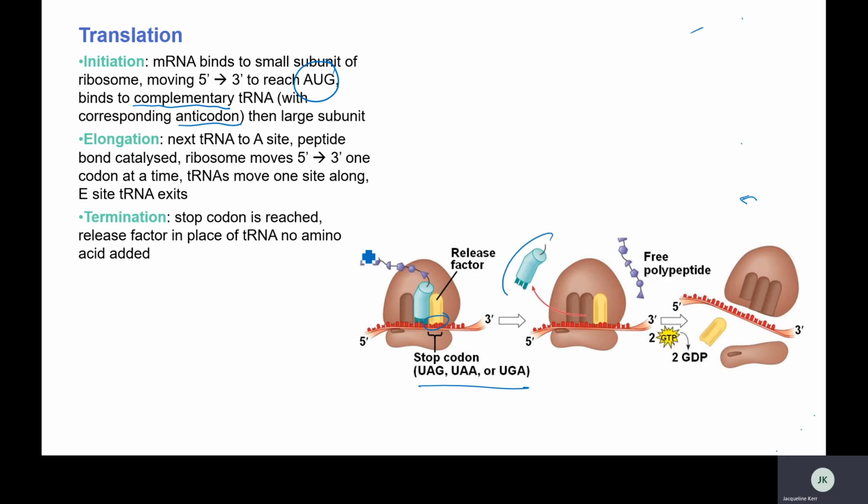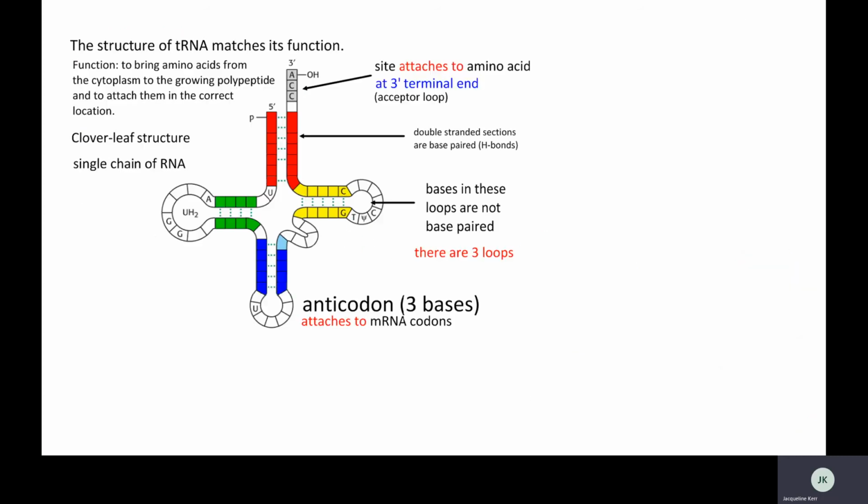Now, if we focus on these little tRNA molecules for a second, here they are in this kind of clover shape, with those little hydrogen bonds holding them together. Now, this part here has to have the anticodon, that has to have 3 bases that are complementary to the codon on messenger RNA, and then we have a site here where the amino acid attaches. It's a little acceptor loop here.